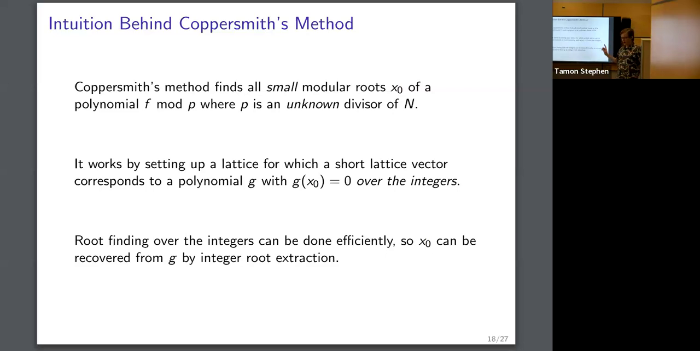So the way it works is, from a short vector of the lattice, we're going to find a polynomial g, where g of x0 is actually a root over the integers. So this is not a root mod p, this is the difference. From a short lattice vector, you find a polynomial g which has an integer root x0. And then the problem is easy, right? There are efficient algorithms to find integer roots. So we do a lattice basis reduction to find g, and we do integer root extraction on g to therefore find x0, which is going to be a root.